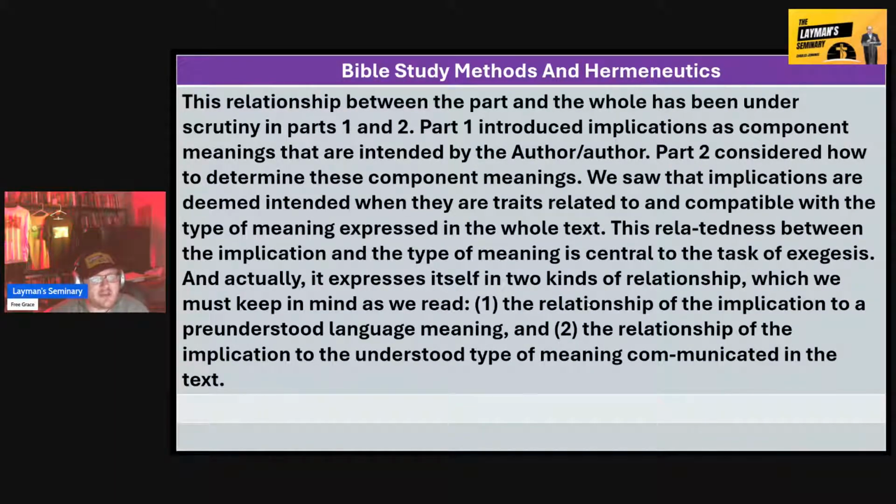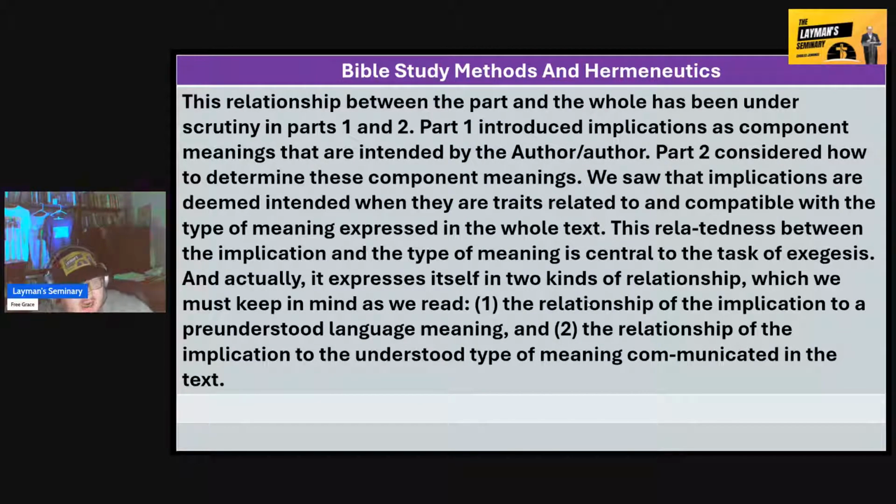This relationship between the part and the whole has been under scrutiny in parts 1 and 2. Part 1 introduced implications as component meanings that are intended by the author. Part 2 considered how to determine these component meanings. We saw that implications are deemed intended when they are traits related to and compatible with the type of meaning expressed in the whole text. This relatedness between the implication and the type of meaning is central to the task of exegesis.